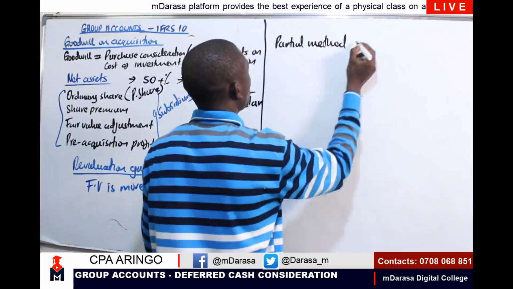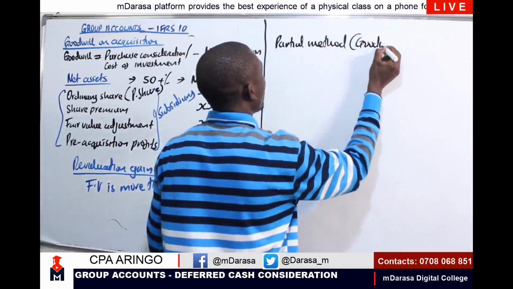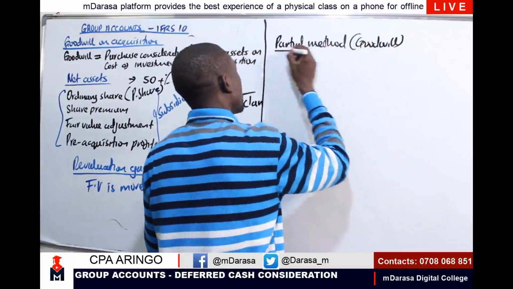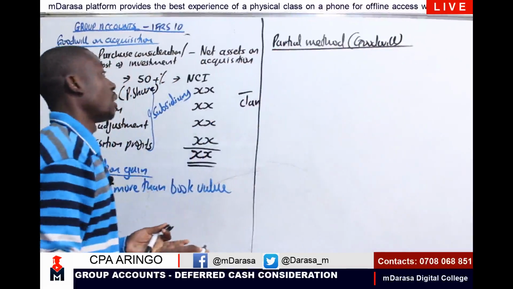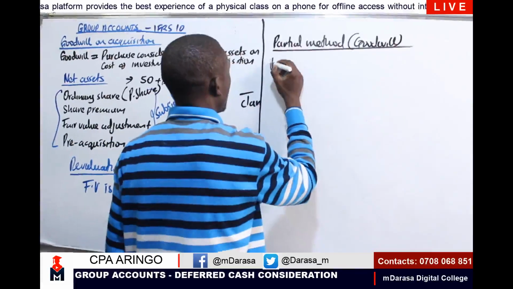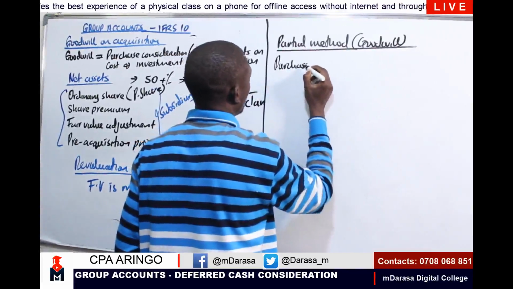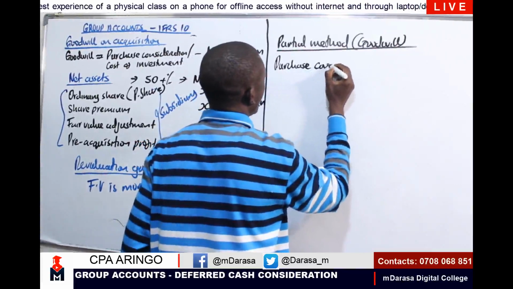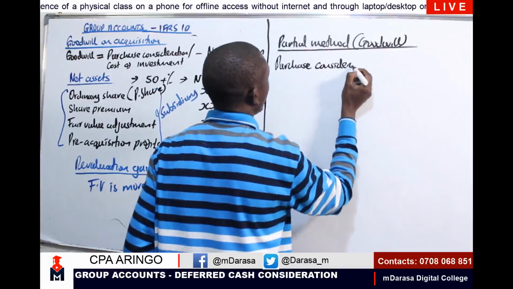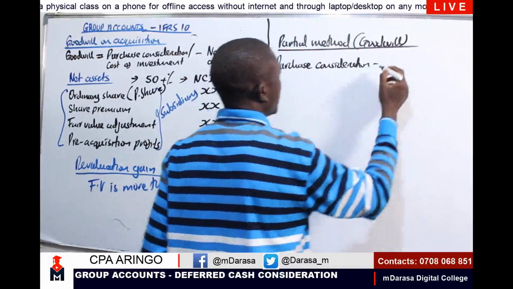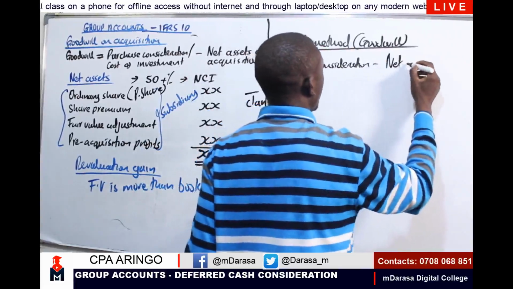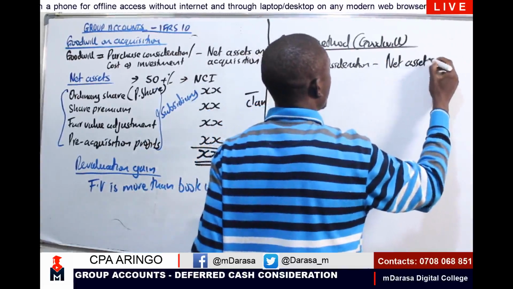in the event that we need to determine our goodwill using the partial method, this is what we'll be considering. I'll be taking our purchase consideration, and of course I less the net assets of the subsidiary.